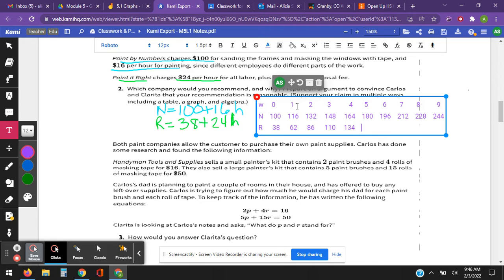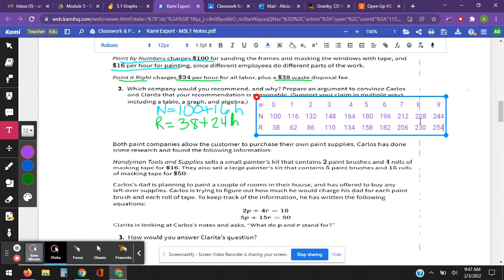Then I need to add another, which is 158. And then add another 24, which is 182. Add another 24, and I'm at 206. And we're getting closer. Add another 24, I'm at 230. And I've got another, we'll do 254.